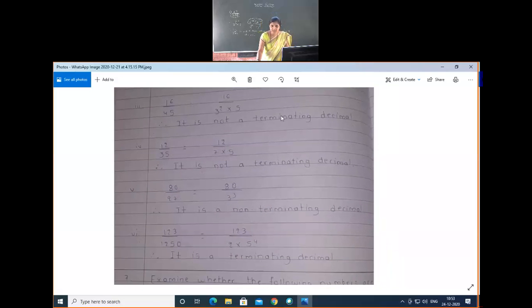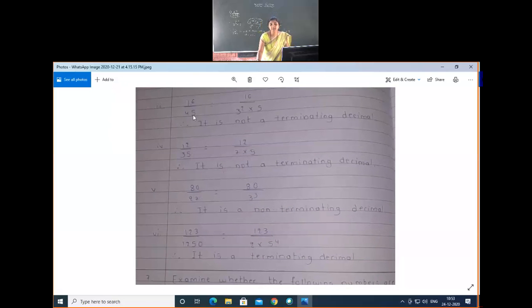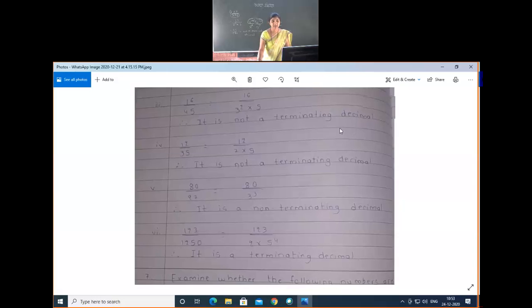Got the same answer now? Yes. Now 16 by 45. The prime factorization of 45, when expressed in the form of powers, is 3 square into 5. Again 3 comes. We don't want 3. In the denominator place we need 2 or 5 or 2 and 5 both. Here we got 3 actually. So just by observing this condition, we can say that it is not a terminating decimal expansion.